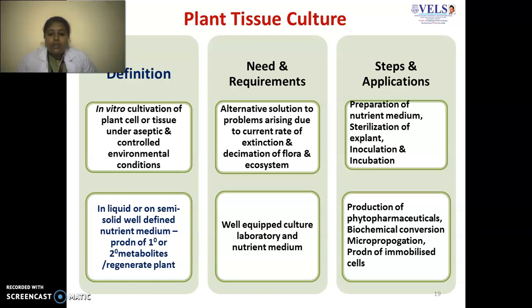It is a simple technique which involves 4 steps: a nutrient medium is prepared, required for the growth of the particular plant cell or tissue; the explant is sterilized, inoculated and incubated at predetermined conditions so as to produce phytopharmaceuticals required for the particular disease. It has also been applied to biochemical conversion techniques for cloning as well as for producing some immobilized cells.